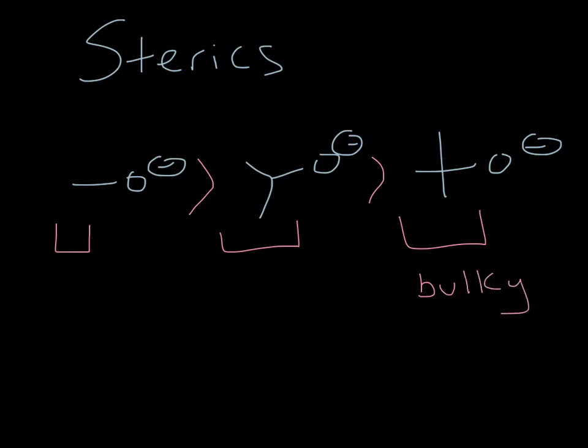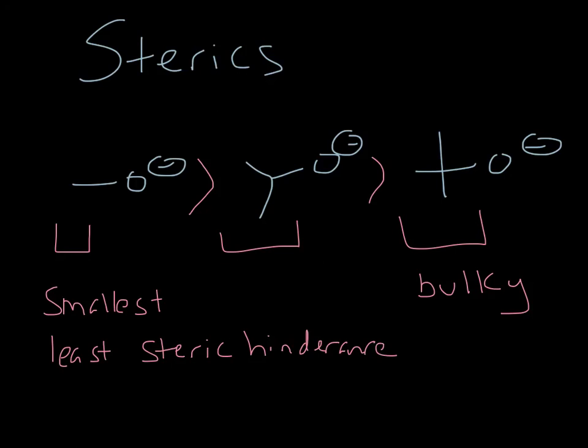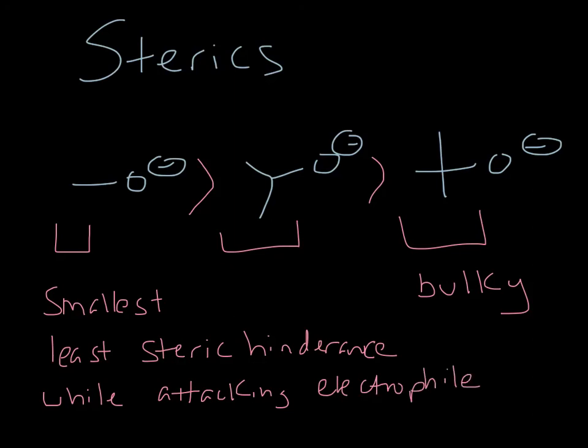So the oxygen atom in each case has a negative charge, and that's the nucleophilic atom, but what's changing is the bulk that's next door. So this methoxide is going to be the best nucleophile because it's the smallest, and it will have the least steric hindrance while attacking the electrophile. So the less bulk there is around the nucleophilic atom, the more effective it's going to be at being a nucleophile.